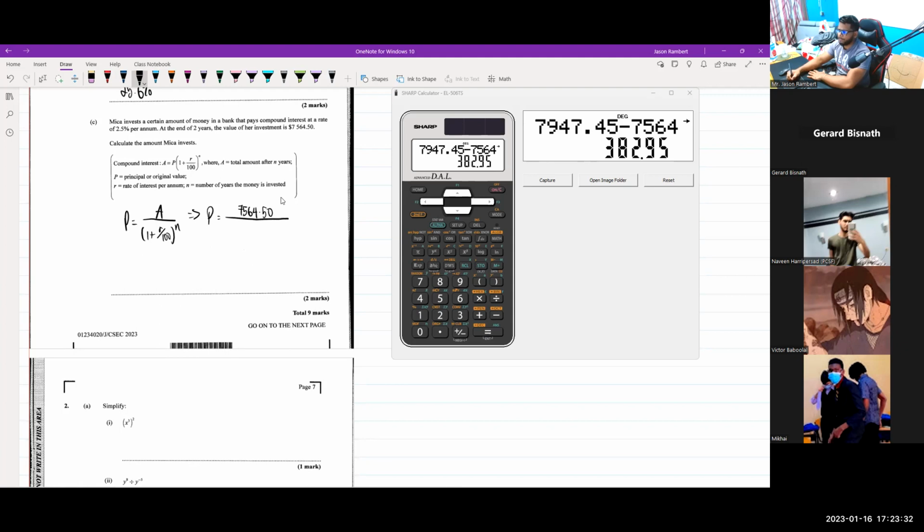7564.50. 1 plus 2.5 over 100 squared. I will count the denominator first: 1 plus 2.5 over 100 squared. And 7564.5 divided by the answer is 7200.